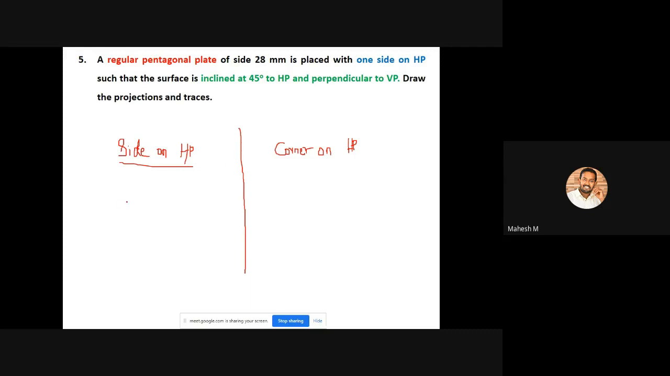So since it is side on HP, I have to create the edge on my left side, and then I can proceed with the diagram. So this is my diagram. It has 5 edges and 5 corners, and my left side is an edge. Here the second condition is corner on HP. So I have to create the corner exactly on my left side. So I have to create a diagram like this. So my left side should be a corner for this condition. Here my left side should be an edge if I receive a command like this, side on HP.